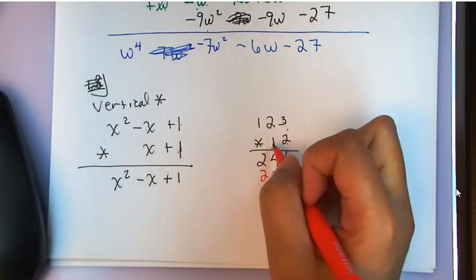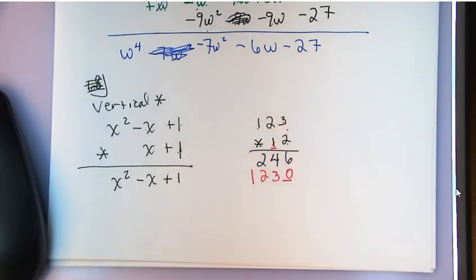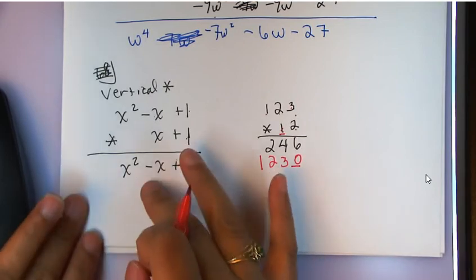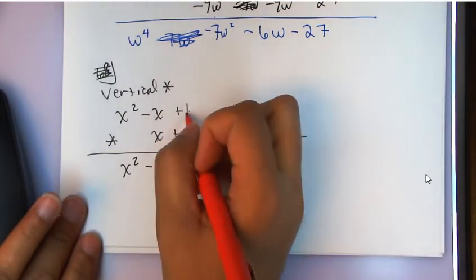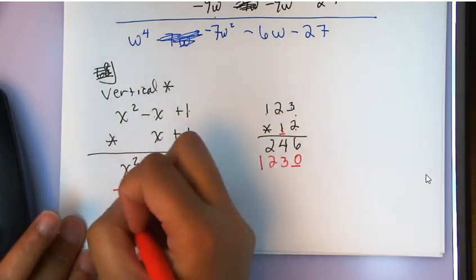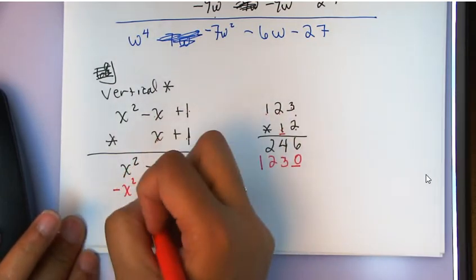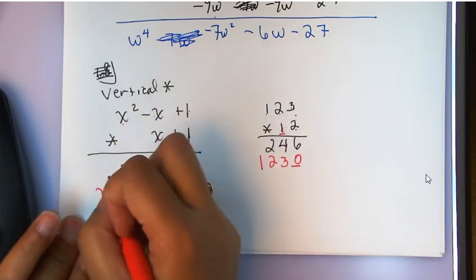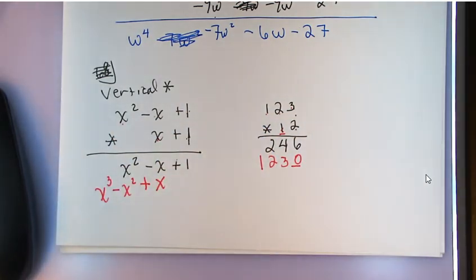Same idea, come over here, but instead of having to add a 0, we just line it up under the like term. We have x times 1 is x, so we're putting it under the like term. x times negative x is negative x squared. Remember that was a positive x. Negative x squared, and then x times x squared is x cubed. Okay?